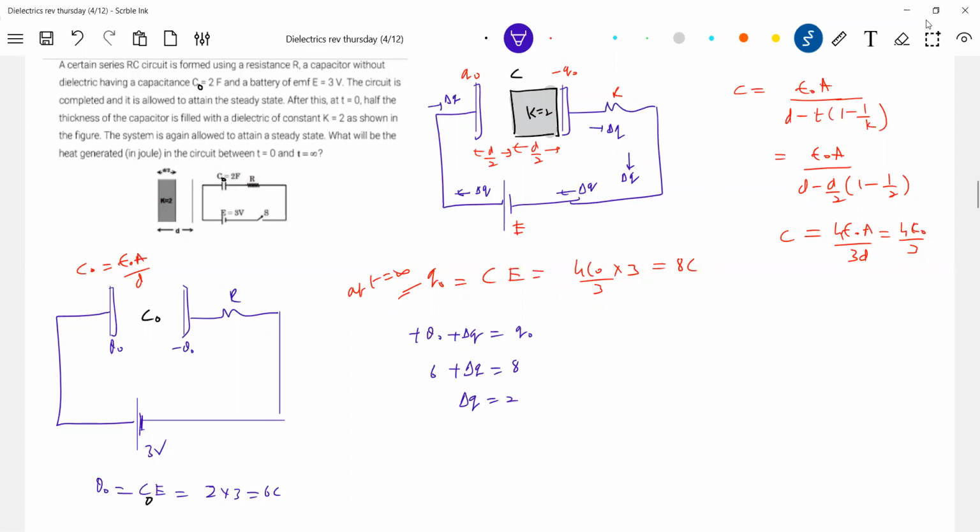So now how do we get the heat generated? What is the formula? Same formula. What was the earlier energy of the system? Heat generated: it's telling us the system is again allowed to attain a steady state. What will be the heat generated in this circuit between t equal to 0 and infinity? I have put a slab. After putting the slab is what it is asking the heat generated. Am I right?